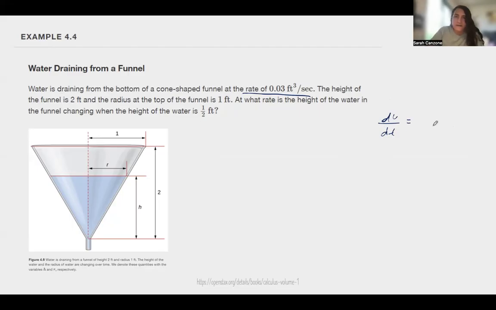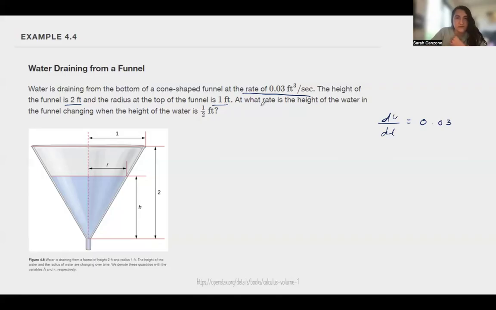So what we get is 0.03. I'm actually not going to include a unit because we have it in the question, and that's kind of redundant. All right, the height of the funnel is 2 feet, and the radius is 1 foot. So we have the height is 2 feet, radius is 1 foot. Now I'm not going to write that in yet, and I'll show you why.